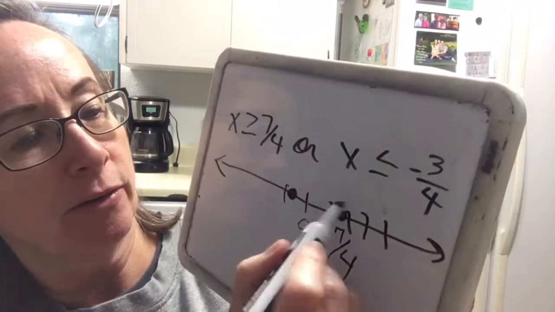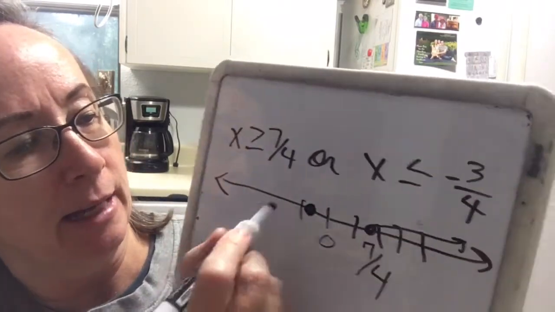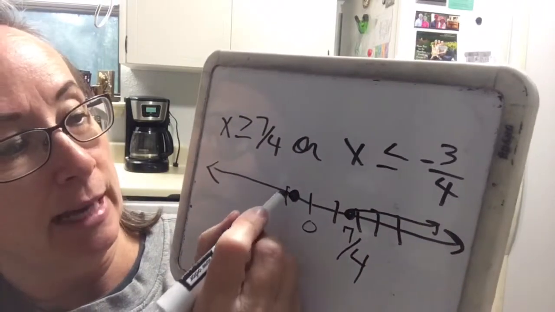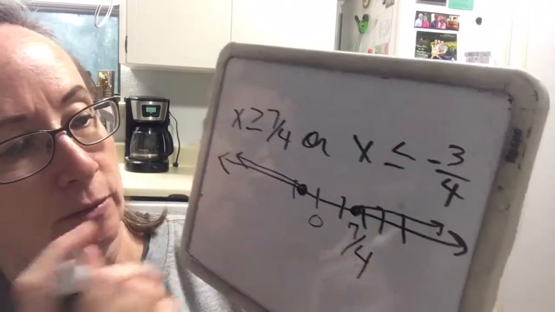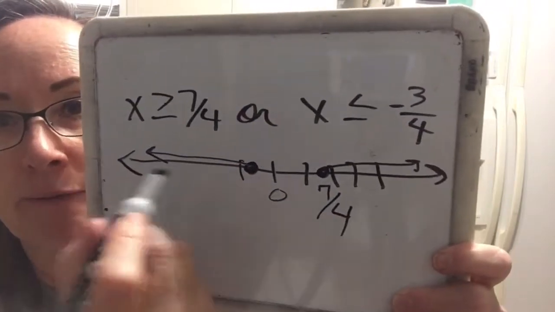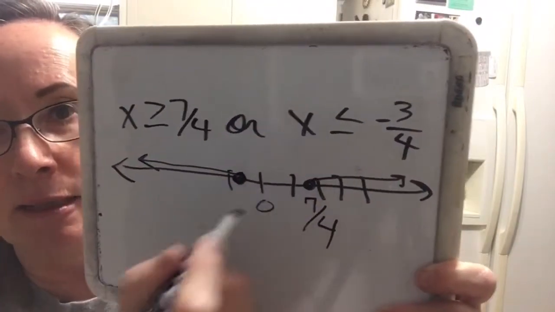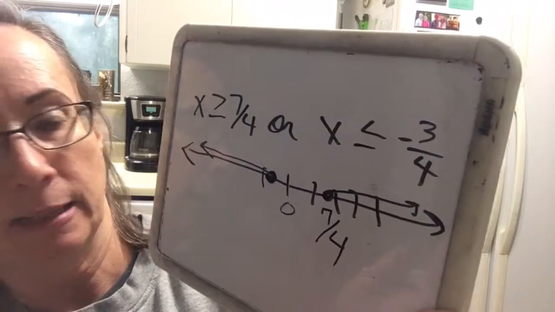And x is greater than 7/4, so it's going to go that way. And x is less than or equal to -3/4, so it's going to go off that direction. So it is a split graph. It's going left, it's going right, nothing's in the middle. So now we're going to check it.